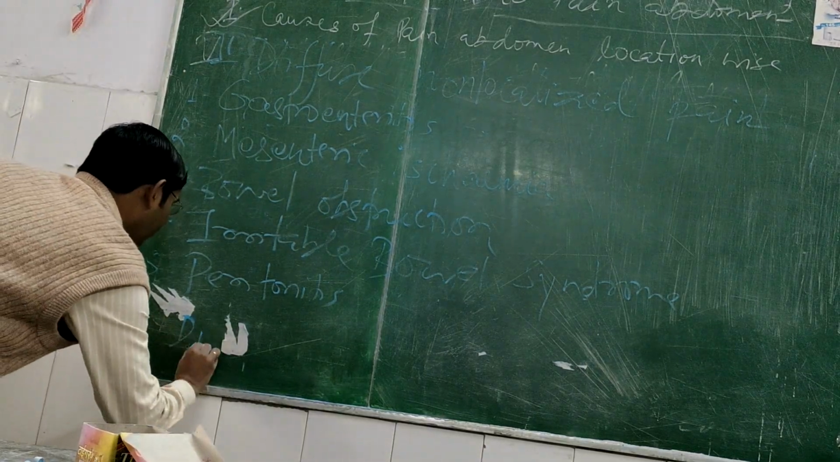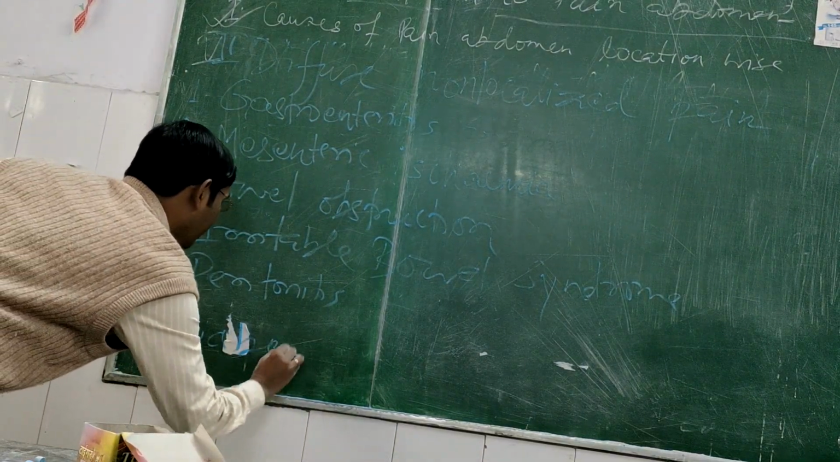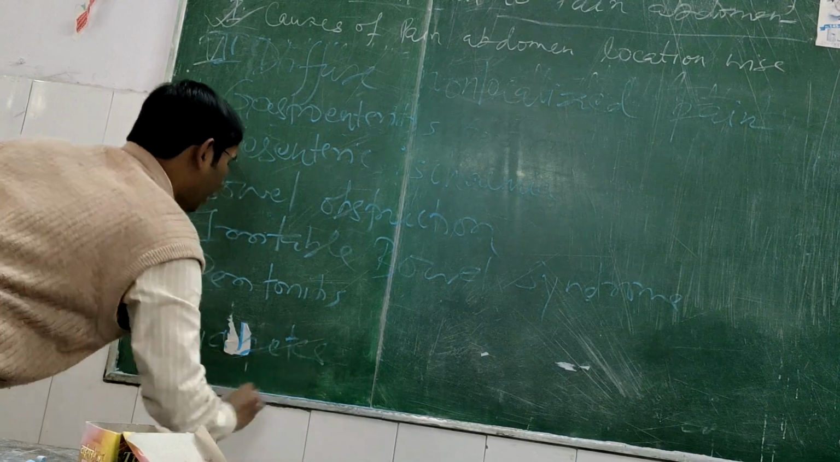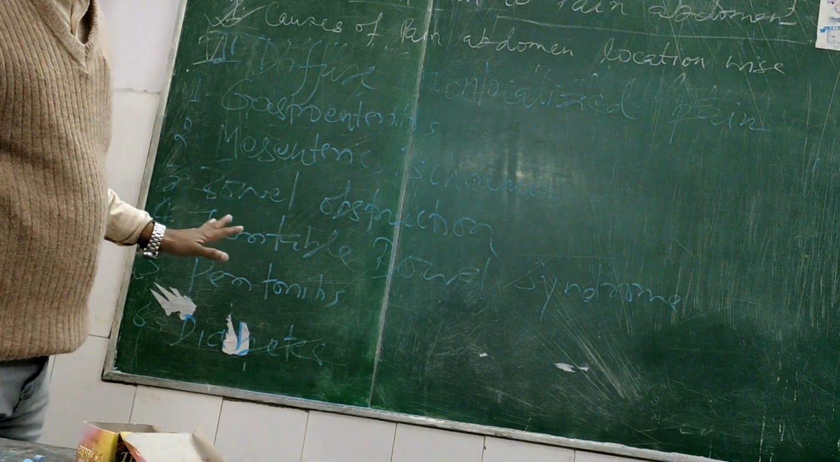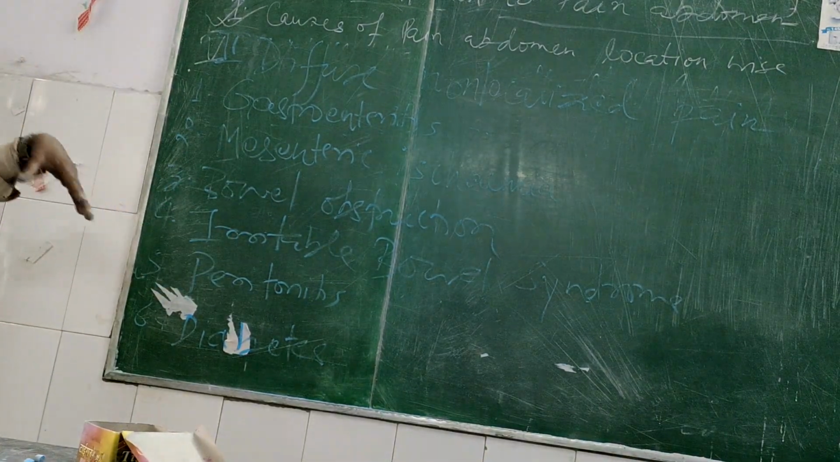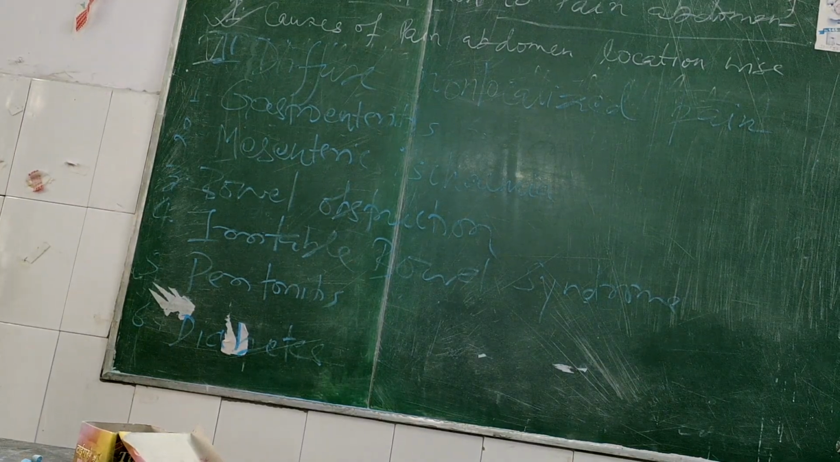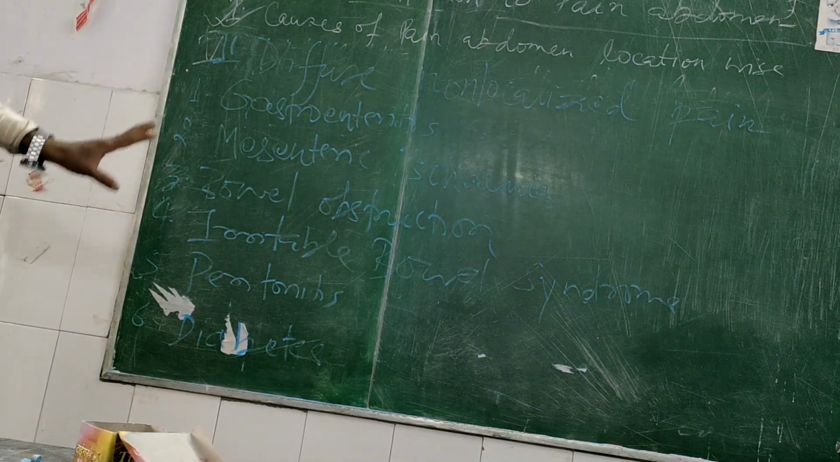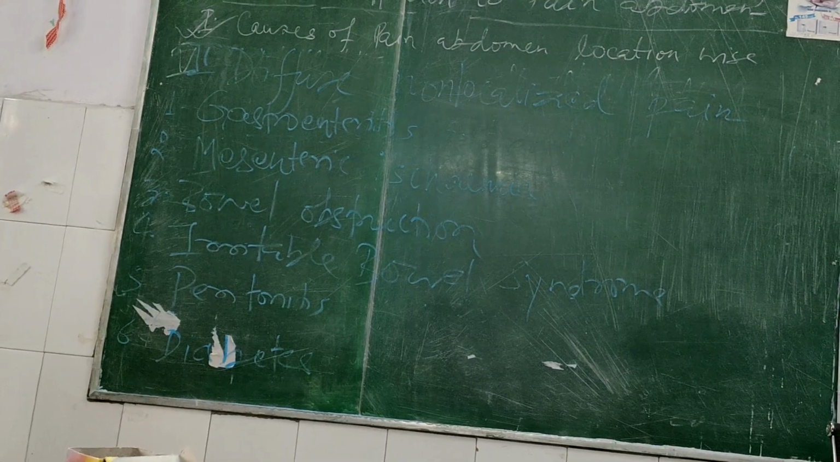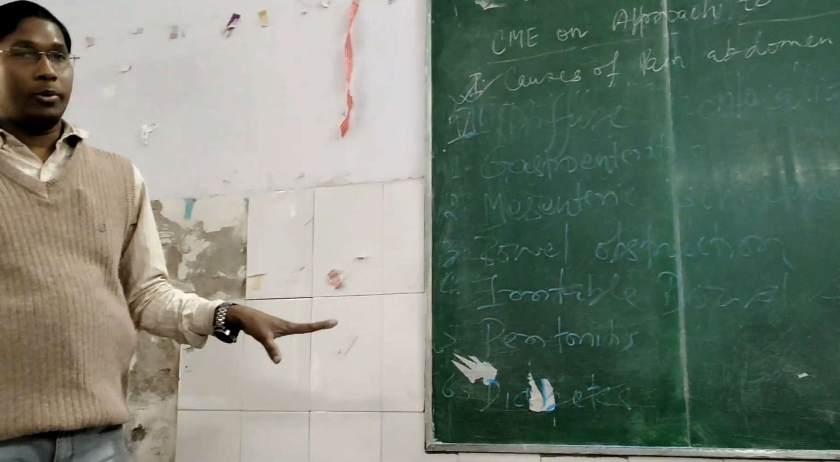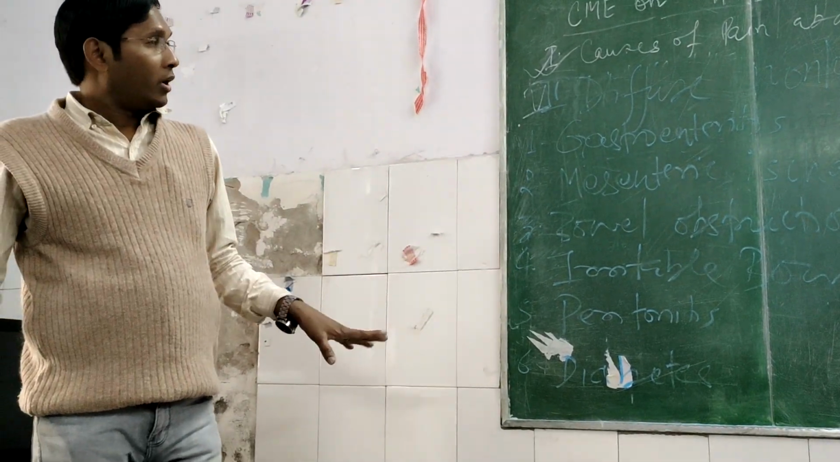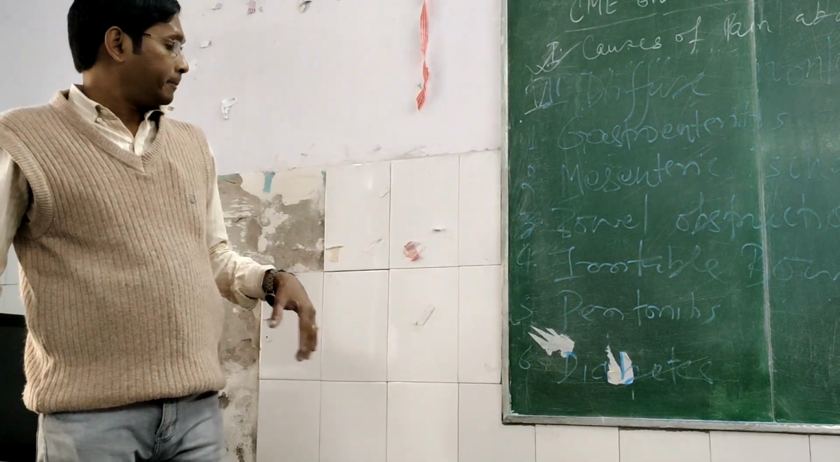Now the diabetes. In which condition of diabetes do we have pain abdomen usually? Yes, it is diabetic ketoacidosis, DKA in short. In DKA there is also pain abdomen, and that pain abdomen will be non-localized. So in a patient of diabetes whose blood sugar is not controlled and who is having pain abdomen, we should suspect diabetic ketoacidosis.